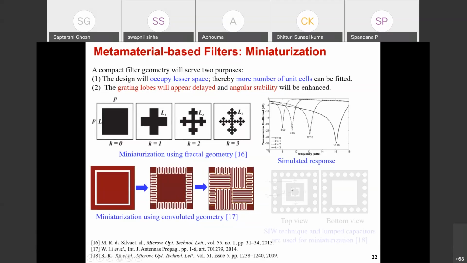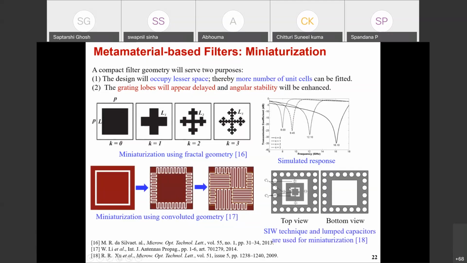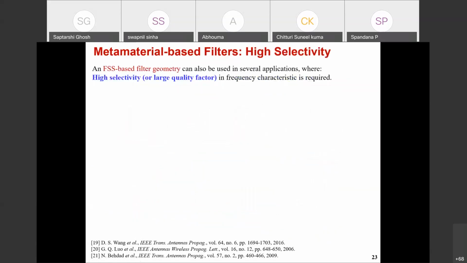So there is another option, you can use the SIW technique or you can use the lumped capacitor. SIW will give some additional metallic capacitance, or the lumped capacitor will also give additional capacitance, which is going to be used to improve the miniaturization. So next we go for another application of the metamaterial based filter, which is high selectivity.